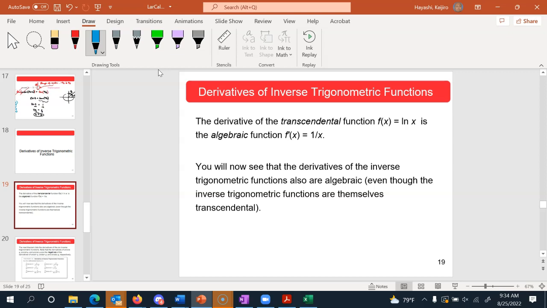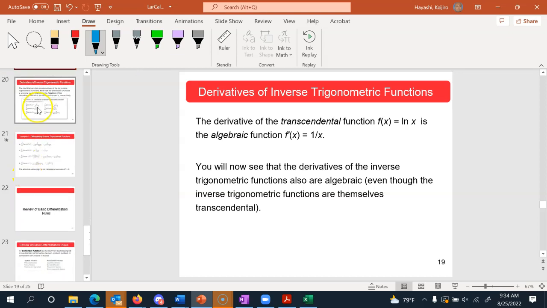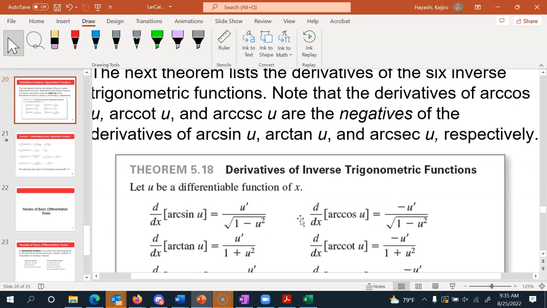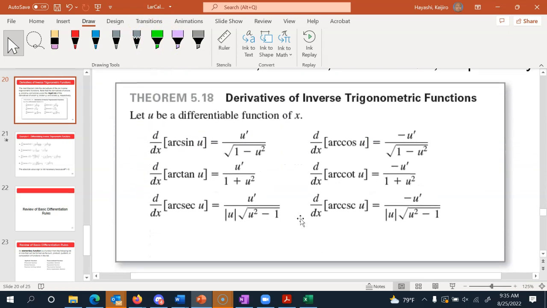And this is also true for the inverse trigonometric functions. They are trigonometric and transcendental, but their derivatives are algebraic. And here they are. Let me just zoom in on them. I'm sure at this point, y'all just think of derivatives as just another one to put on the list of derivatives, probably. But these are the three that you're going to want to know.